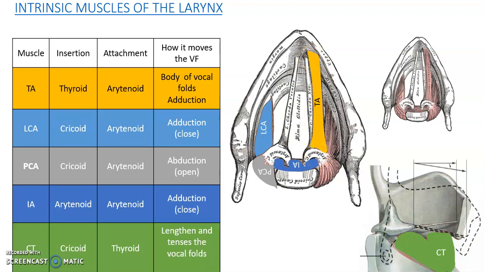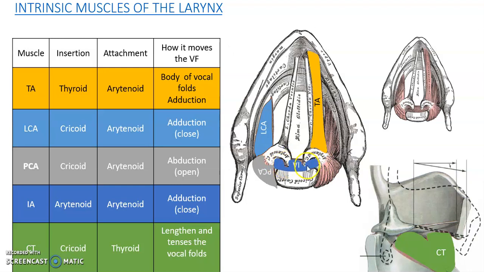Then we have the lateral cricoarytenoid. It's also responsible for closing the vocal folds, and it's right here. Lateral just means that it's on the side, and it connects from the cricoid to the arytenoid. Then we have the posterior cricoarytenoid, and it's responsible for opening the vocal folds. It is the lone abductor, and it's back here in the back. It attaches to the cricoid and the arytenoid kind of up and down. We have the inter-arytenoids, inter meaning between, so it attaches from the arytenoid on the left to the arytenoid on the right. It's also responsible for closing the vocal folds.